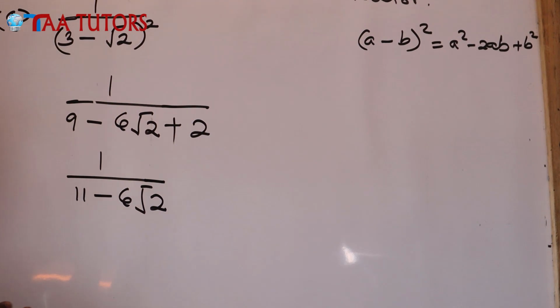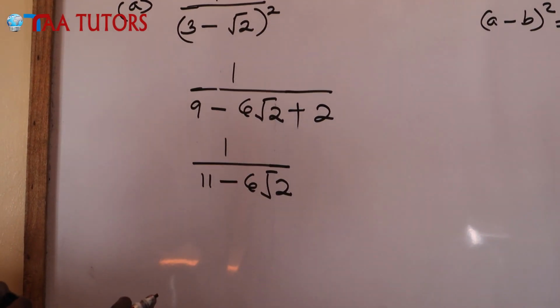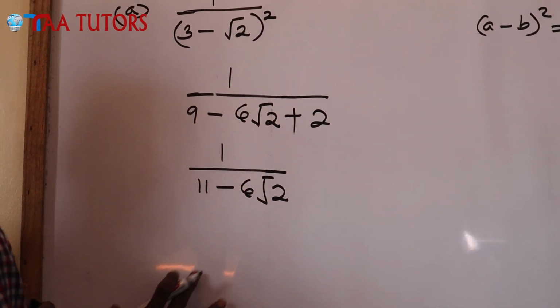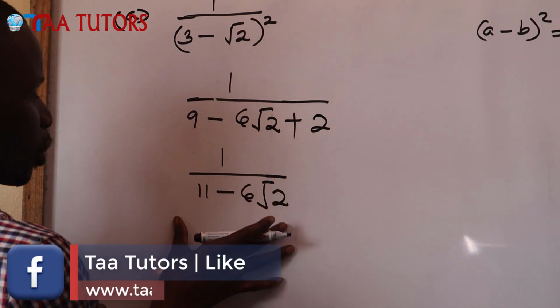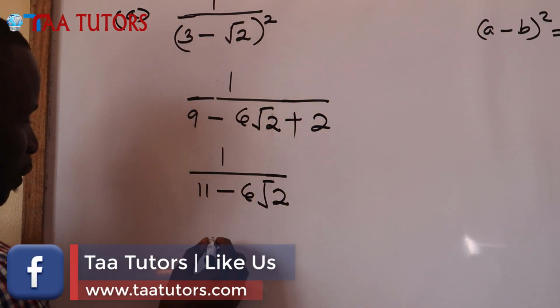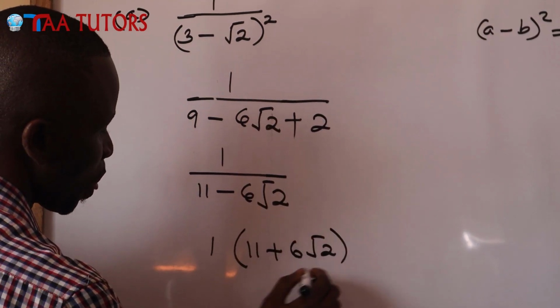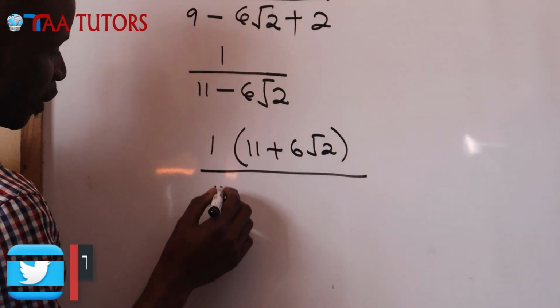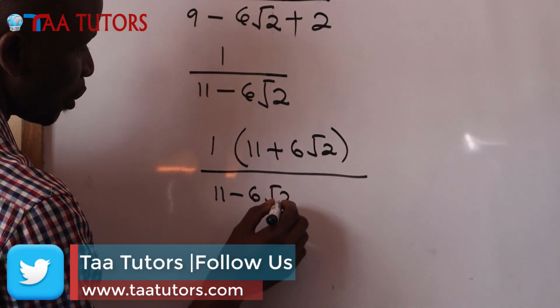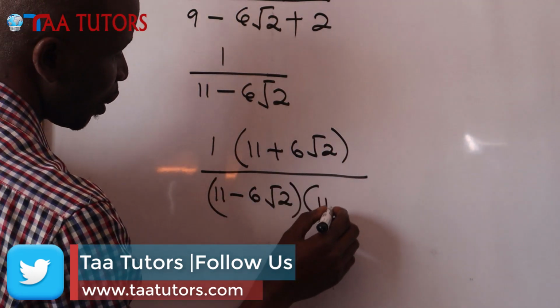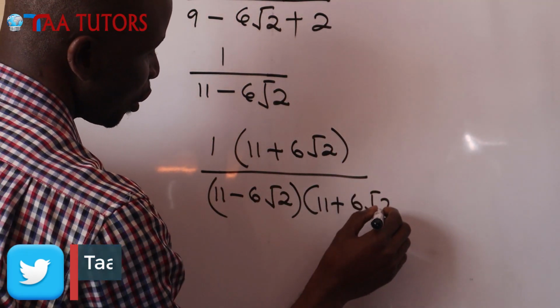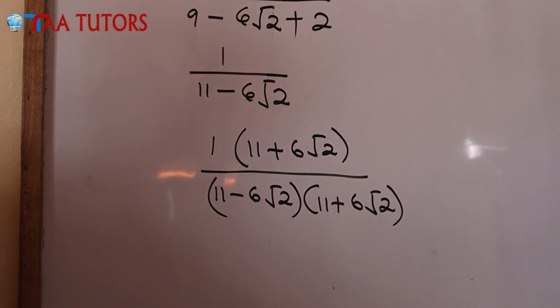Now viewers, once we reach there, then we can rationalize. So rationalizing the denominator means we multiply this by the conjugate of its denominator. So from here we are going to multiply by 11 plus 6 surd 2 over 11 plus 6 surd 2, into 11 minus 6 surd 2. That's what we have. We have seen that before.